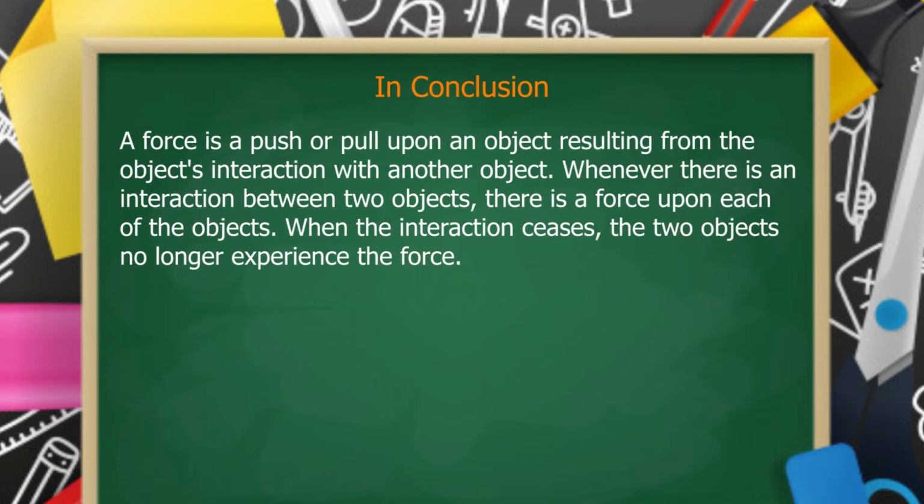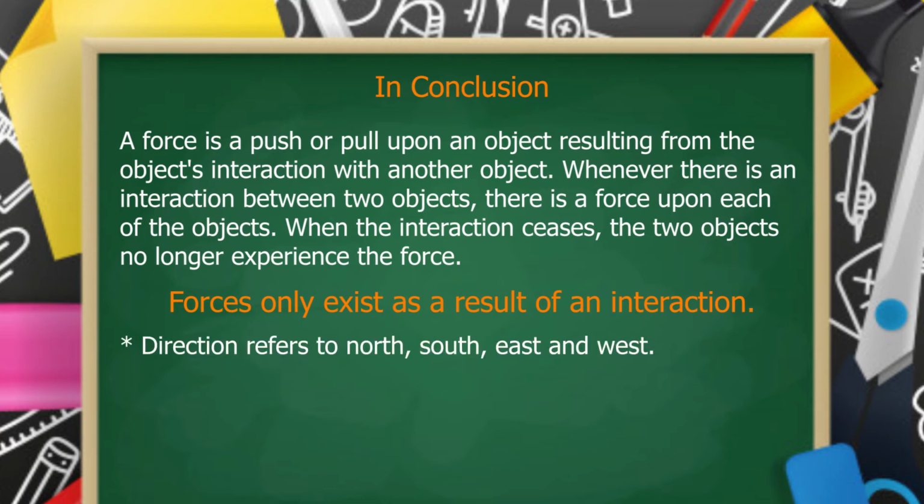Now, in conclusion, a force is a push or pull upon an object, resulting from the object's interaction with another object. Whenever there is an interaction between two objects, there is a force upon each of the objects. When the interaction ceases, the two objects no longer experience the force. Forces only exist as a result of an interaction.